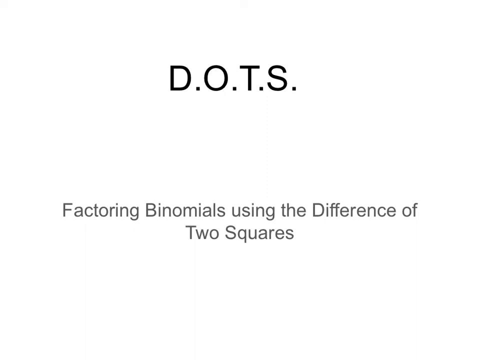Let's look at the DOTS factoring pattern, which is used for binomials, so polynomials with two terms, something like x squared minus 9. DOTS stands for the difference of two squares. So that's where the DOTS comes from. It's just easier to say DOTS than the whole mouthful, difference of two squares. I say difference, that obviously means subtraction, and you're looking for something that has two perfect squares.